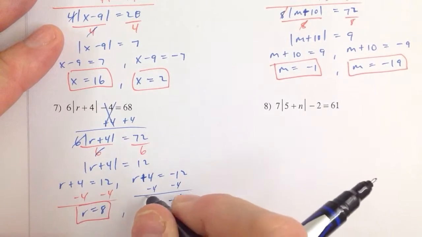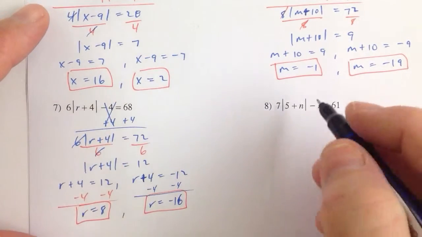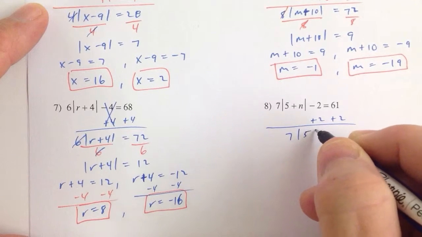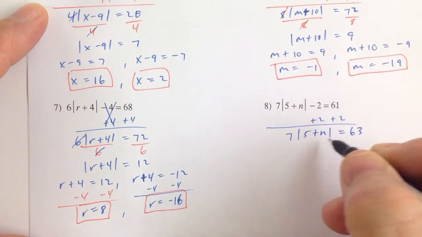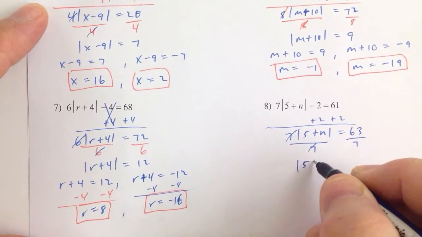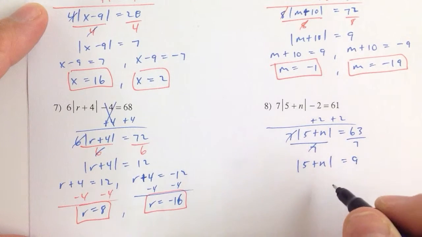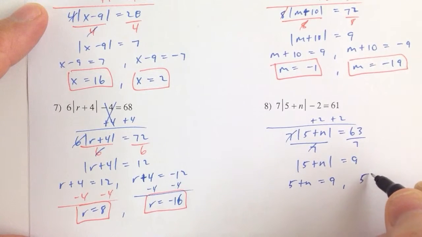And then r equals 8, r equals negative 16, which brings us to just past the 10-minute mark. We can start this, adding 2 to both sides. We get 7 times the absolute value of 5 plus n is equal to 63. Dividing both sides by 7 gives us the absolute value of 5 plus n equals 63 divided by 7, which is 9. And once again, we have our two equations.